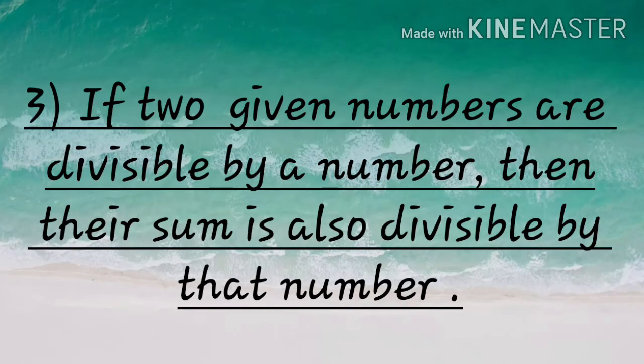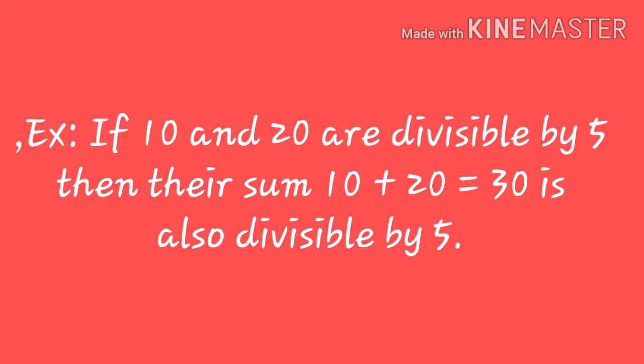Then rule number 3: if two given numbers are divisible by a number, then their sum is also divisible by that number. If two numbers are each divisible by a single number, then their sum is also divisible by that number. Take for example, if 10 and 20 are divisible by 5, then their sum 10 plus 20 is also divisible by 5. Take any examples and you can practice.